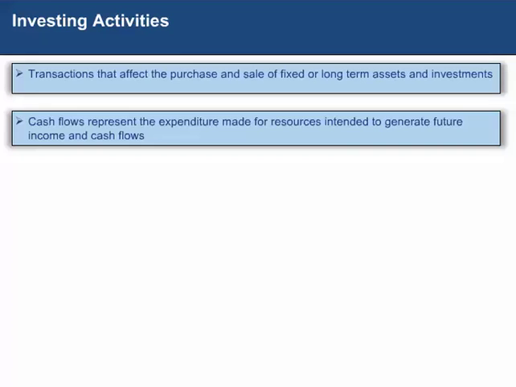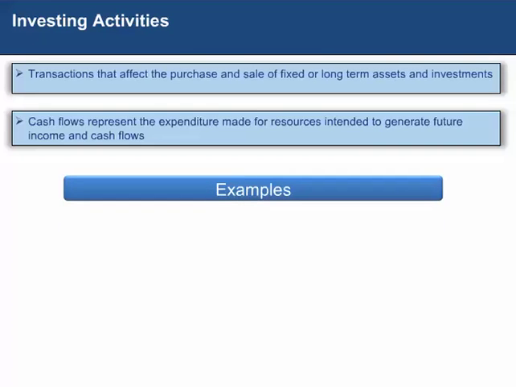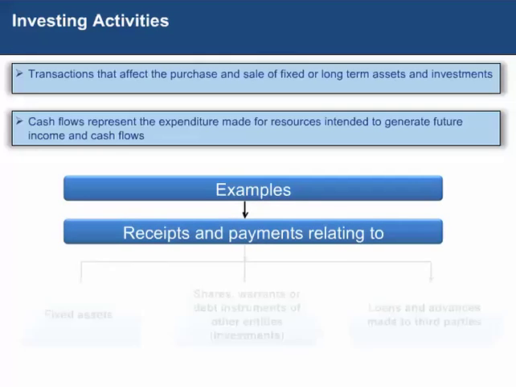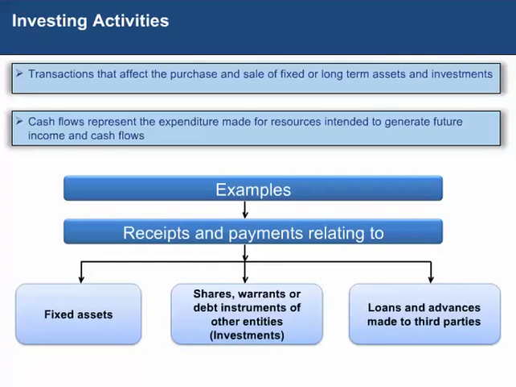Again, the basic examples would be the receipts and payments relating to fixed assets. For example, Pepsi invests in its plant and machinery, which is a fixed asset for Pepsi, through which it produces various inventories of Pepsi, of other items, which it sells through its network, and this helps it to generate future income and cash flows.